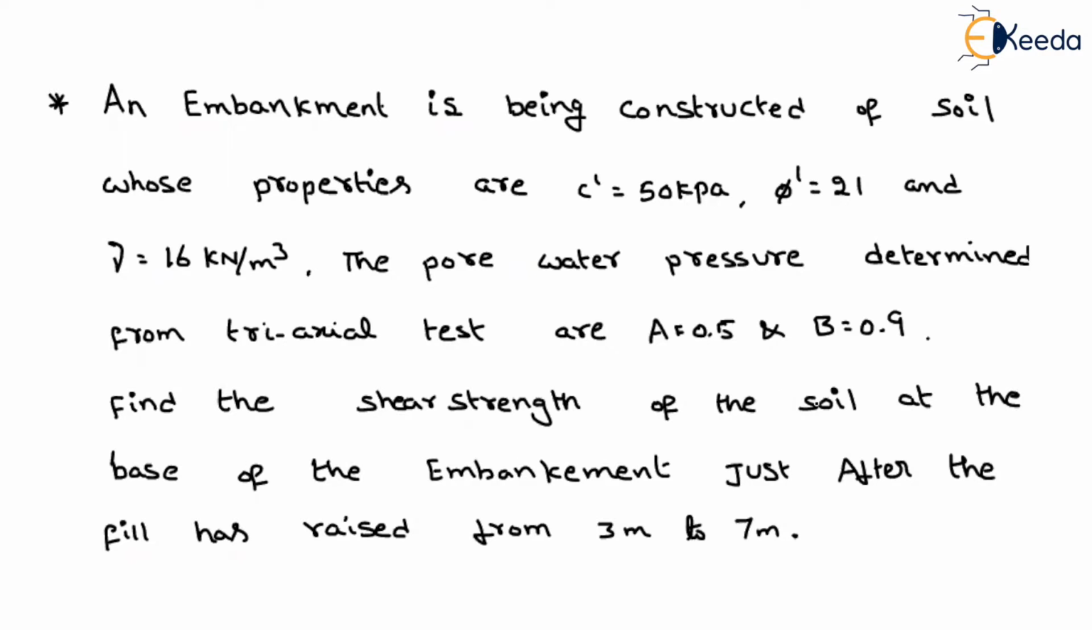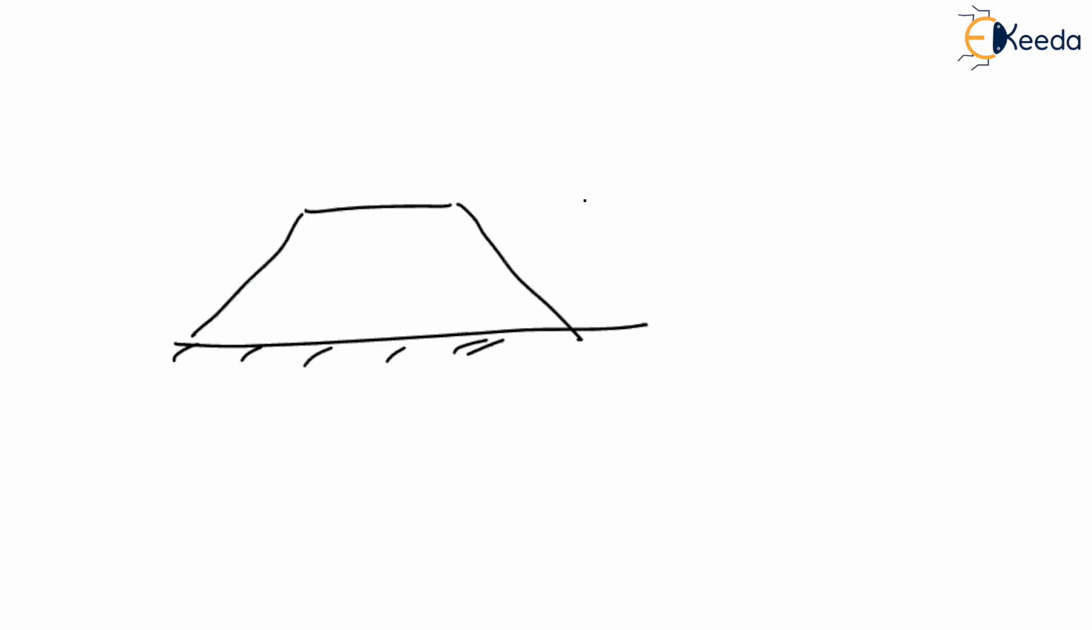Find the shear strength of the soil at the base of the embankment just after the fill has been raised from 3 meter to 7 meter. That means, according to the problem, initially it is 3 meters, but now this height is increased from 3 meter to 7 meter. So what is the height that is increased? 4 meter.